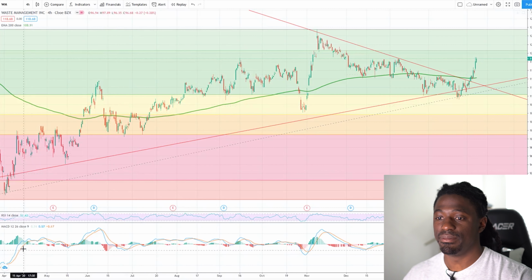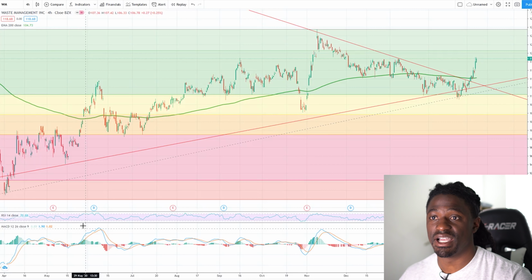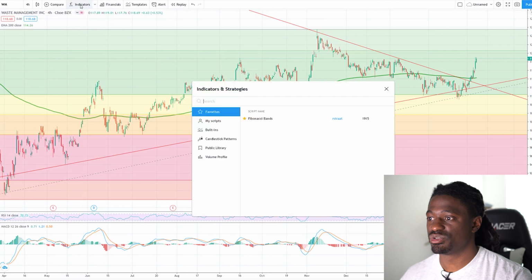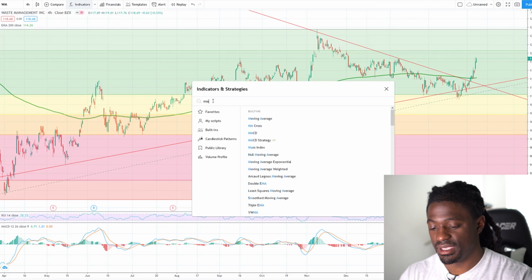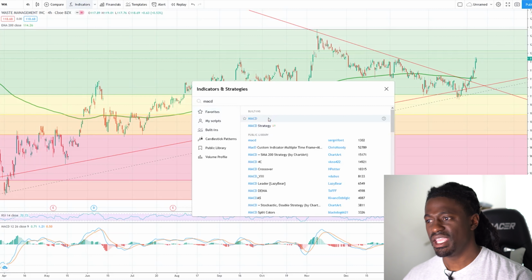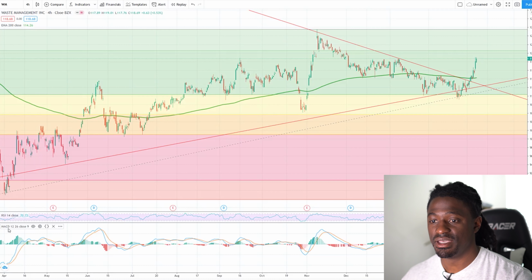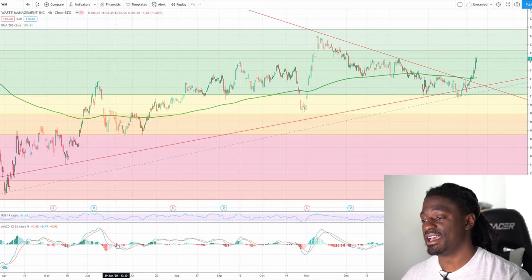If you want to add the MACD to your TradingView, if it's not already on there, right now we're on Waste Management, one of my favorite companies. All you do is click on indicators right here at the top, type in MACD, and you can pick the first one or the second one. It really doesn't matter. But if you want to tweak your settings, mine is at MACD 12, 26, close, and 9. That is how I have mine set up.